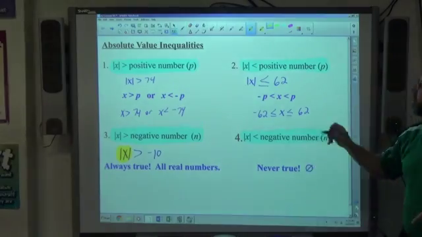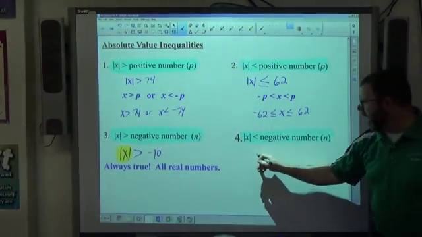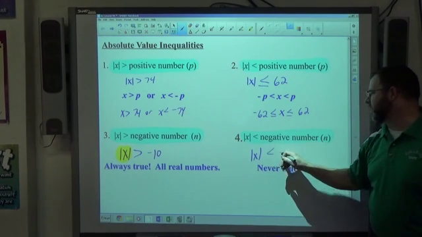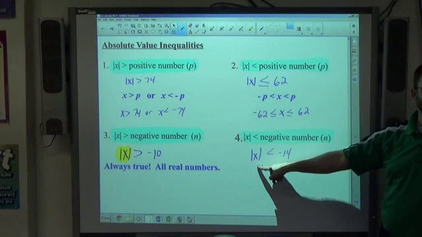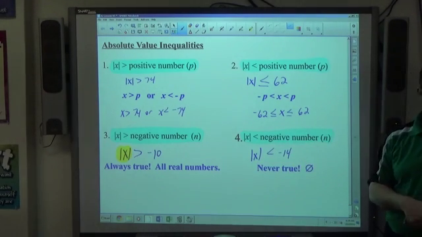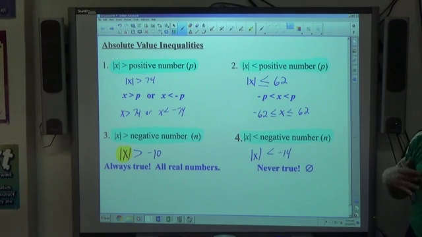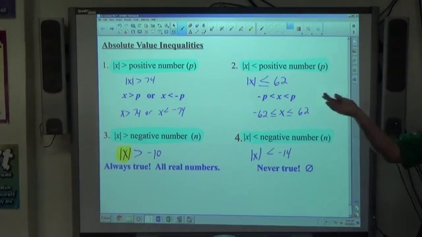All right? Same scenario here, except now we got less than a negative number. So absolute value of x is less than, let's say, negative 14. This is 0 or bigger, right? Some number 0 or bigger is less than negative 14. Impossible. Empty set. Never true. So again, those are the 4 things that can happen. Absolute value expression, inequality, number. That's how you fix it.